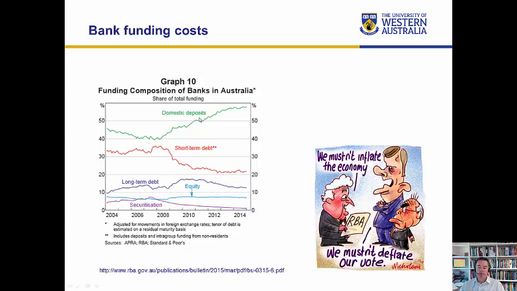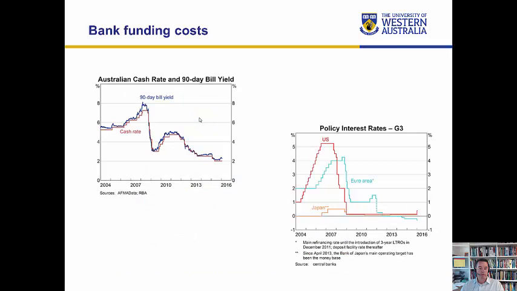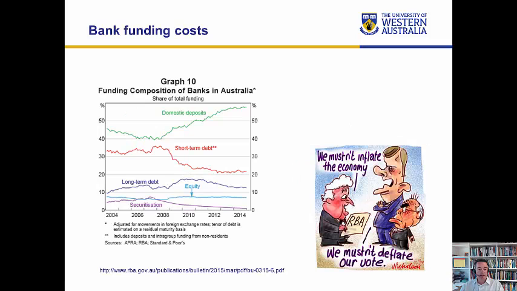The problem for monetary policy these days is when the cash rate is changed, it changes the interest rate in this graph on the left on short-term debt only. And short-term debt is only 22 to 24% of bank funding.